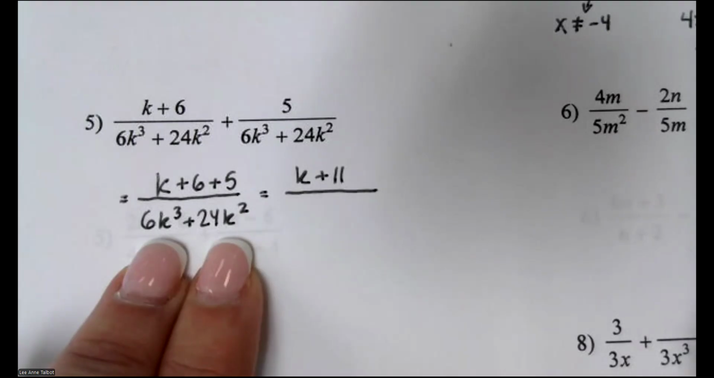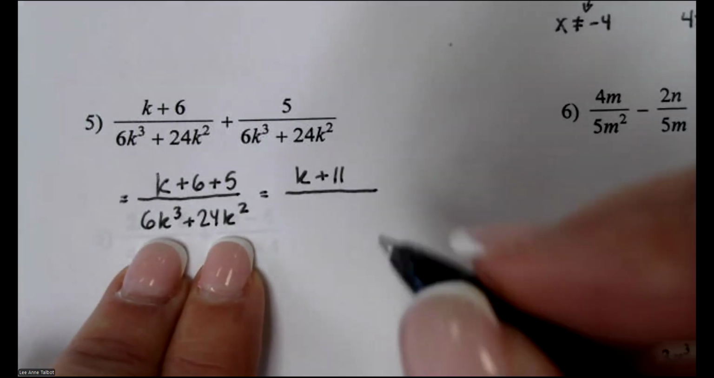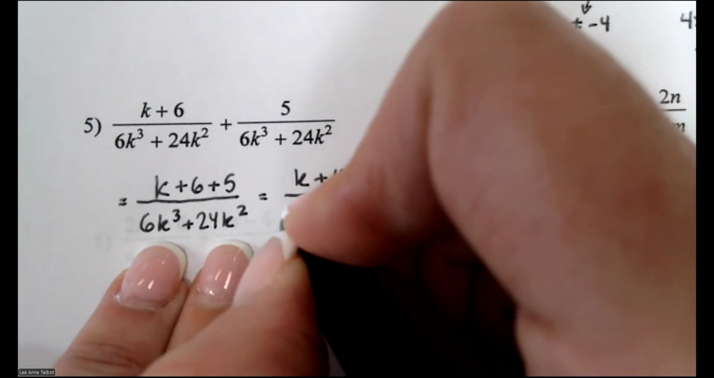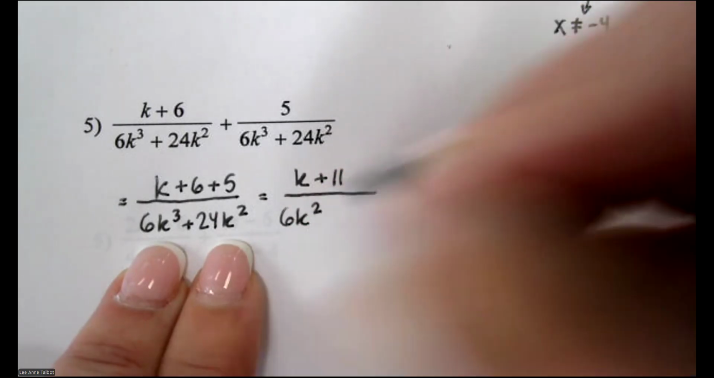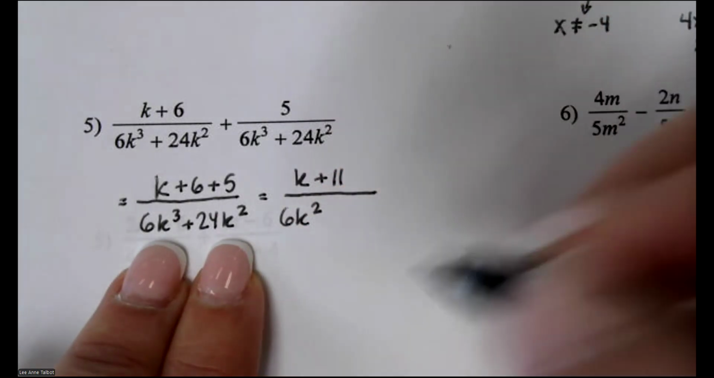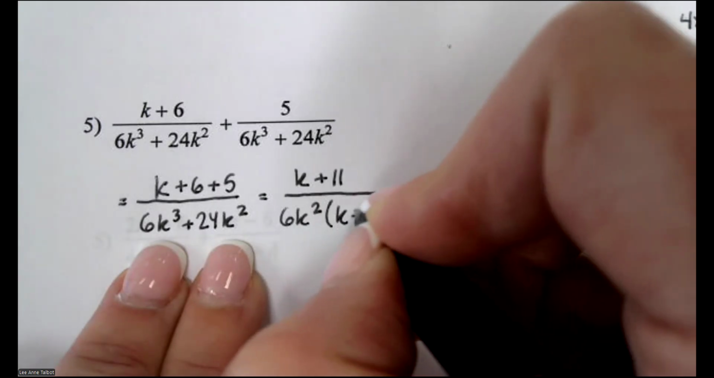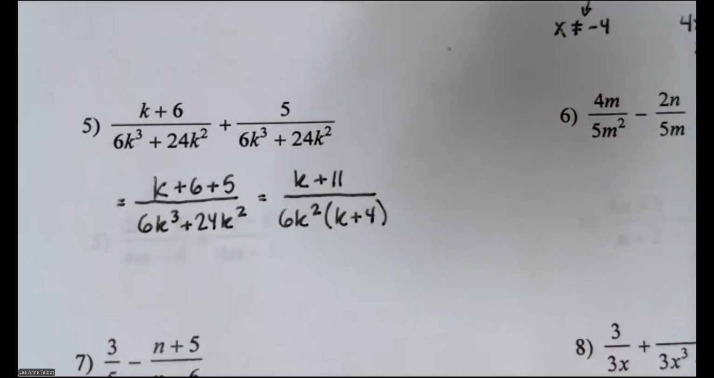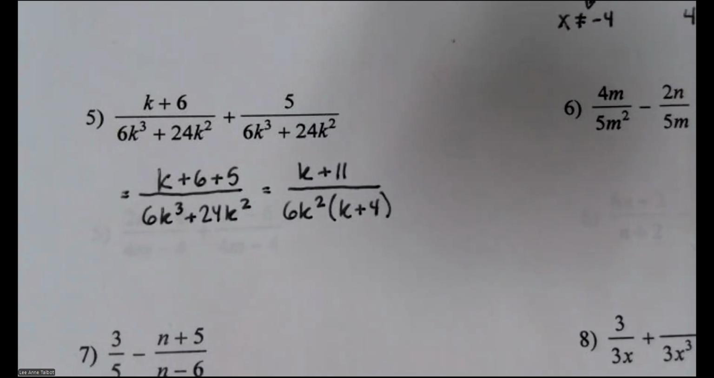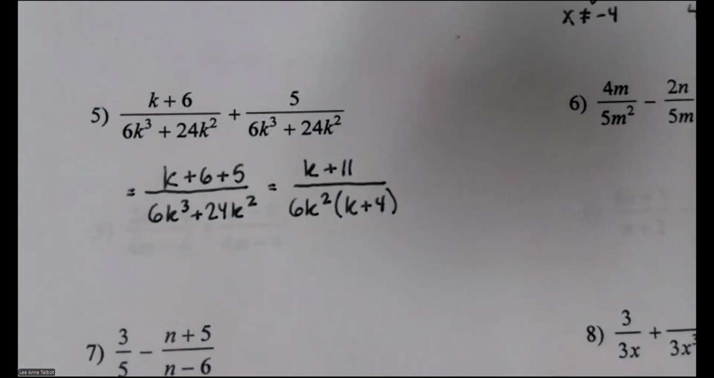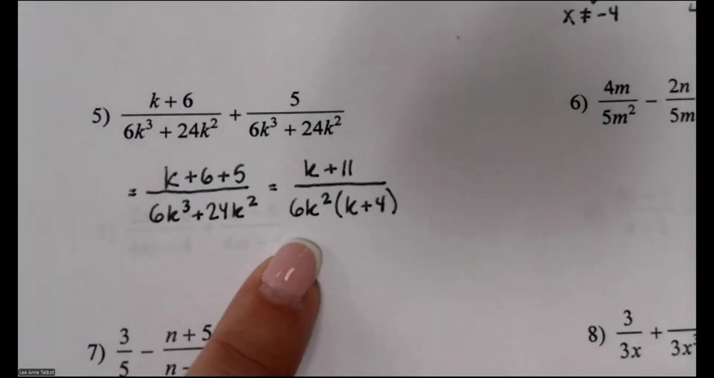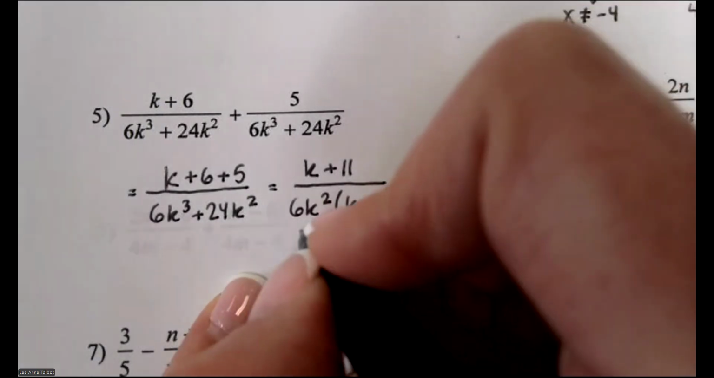I'm going to GCF the bottom just to see if there's any simplifying I can do. It looks like the GCF is 6k squared. Nope. Sadly, that's the final answer. Kind of unsatisfying. However, because I GCF'd, I can find the excluded values much easier.